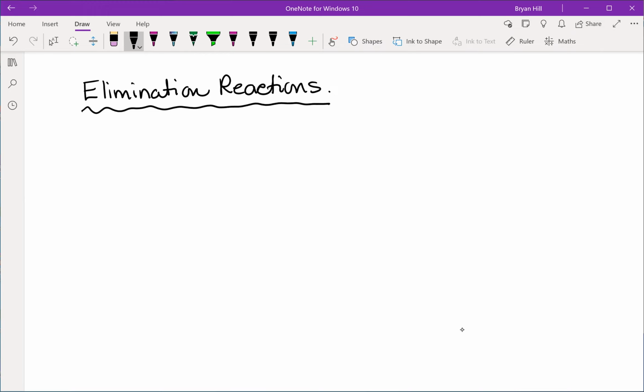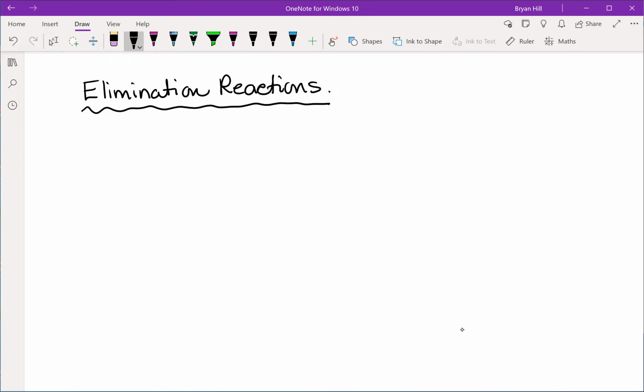Okay, class, today we are going to talk about elimination reactions. So these are the sister or brother reactions to substitution reactions. And the reason I say this is because the components of each type of reaction are very similar.